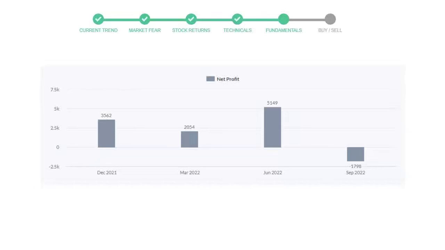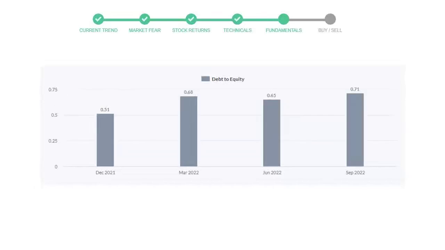Let's see debt numbers. Debt to equity number tells us how much the company is in debt. In the first quarter, it was 0.51. Then it increased to 0.68. Then in third quarter, it again went down to 0.65. In the recent quarter, the debt score increased to 0.71. Generally, this ratio should not be over 2.0.